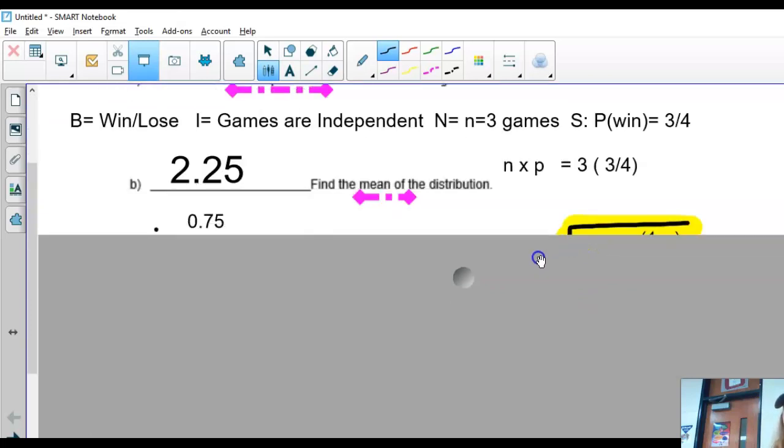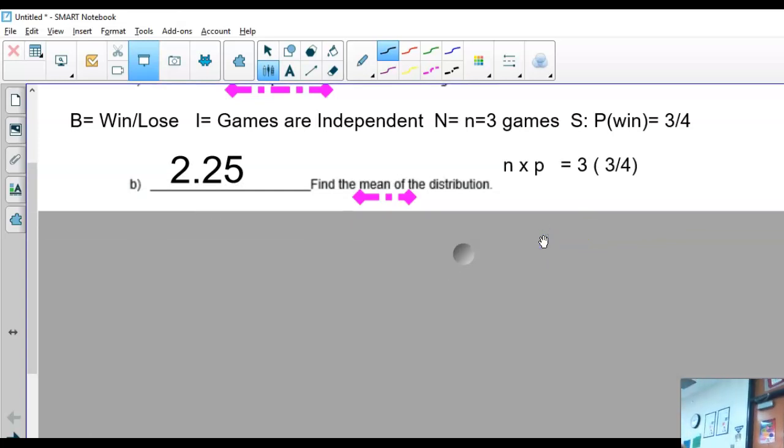Now we need to figure out the mean. Annika, do you know what the mean is? Yes. The mean is equal to? 2.25. She is right, and she got that by taking N times P, 3 times 3/4, to get the right answer.